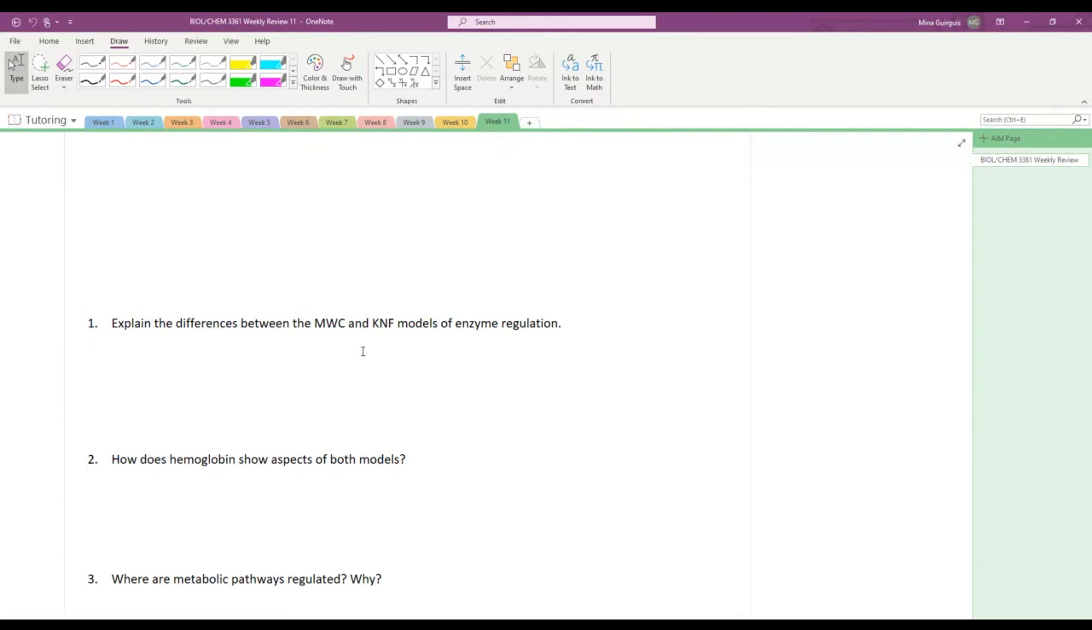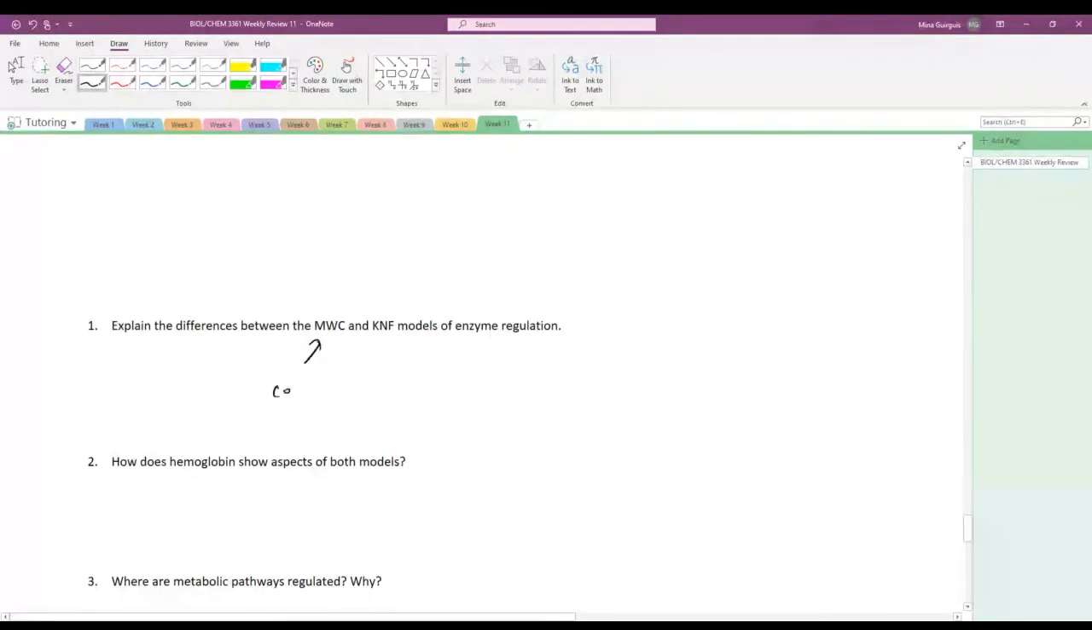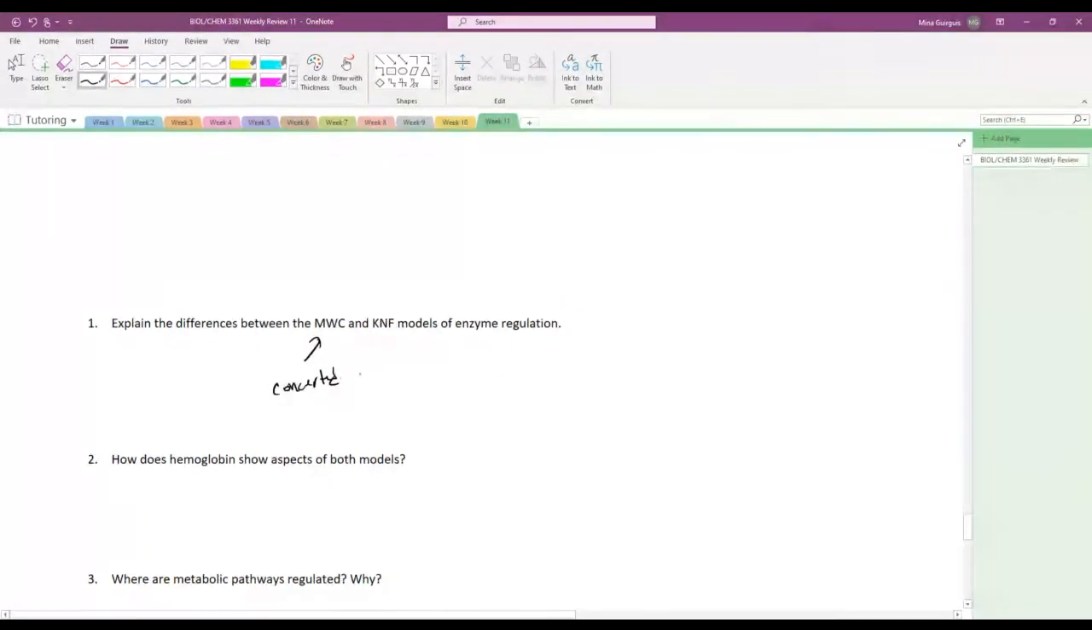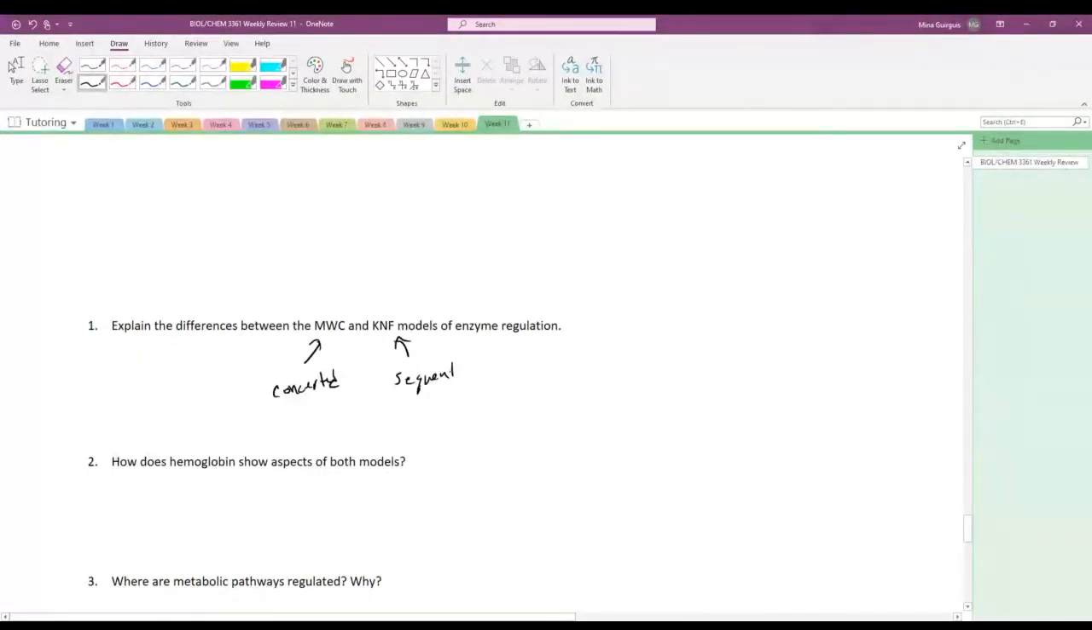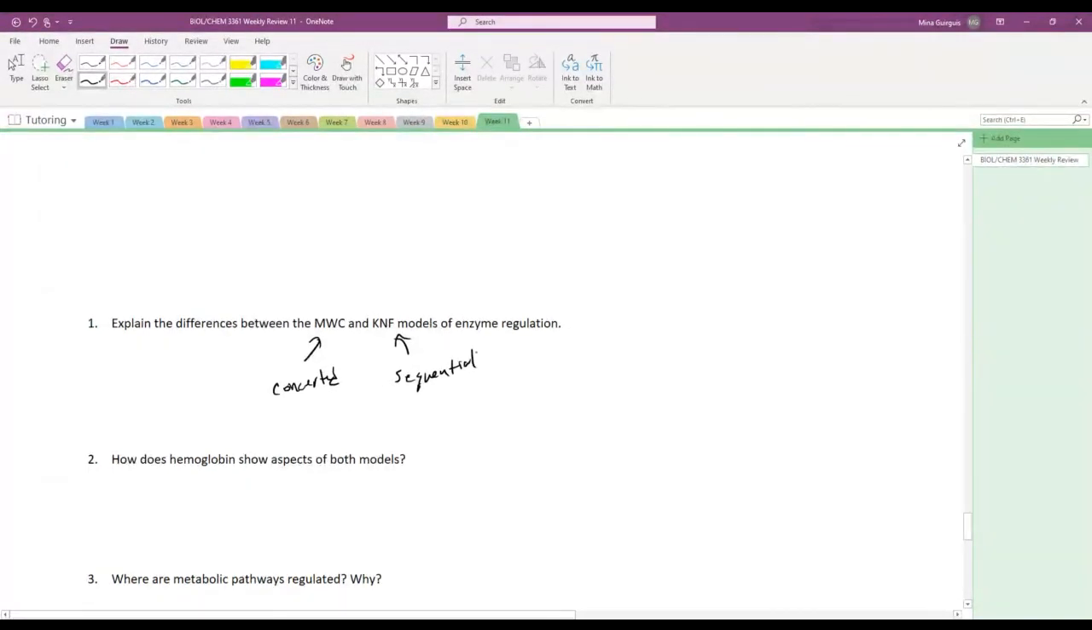So the first question that I think is really important to review is those models of enzyme regulation, the MWC and the KNF. Okay? So just very briefly, the difference between them is the MWC is called the concerted model. It all happens at once. The KNF is called the sequential model, or the ordered model. I use sequential because I think it's a little bit easier to see. So a brief overview of each of them.